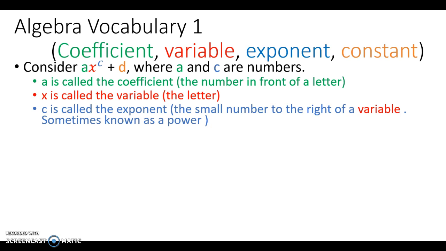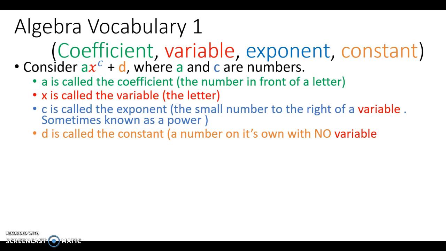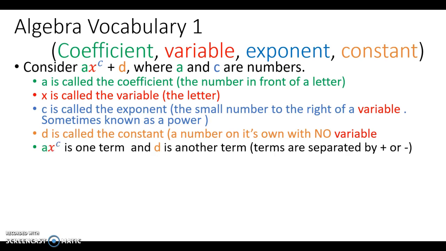c is called the exponent, which is the small number to the right of the variable, just up above it, and it's sometimes also known as a power. d is called a constant. It's a number on its own with no variable. The whole part, something x to the power of something, is one term, and d is a separate term. Terms are separated by plus or minus, but we will go over terms in a later stage.